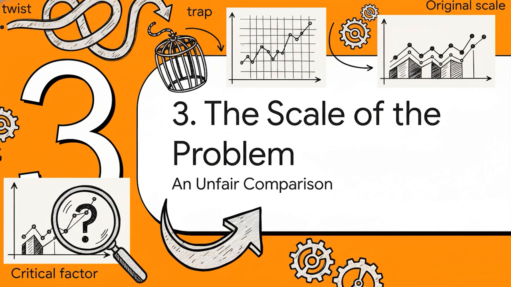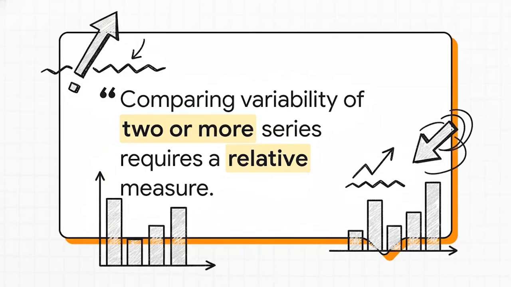The scale of the original numbers. Think about it. A 1,200 rupee swing means something totally different when you're talking about an average of 42,000 compared to an average of just 2,400. It's like a $10 change in your lunch budget feels a lot different than a $10 change in your rent, right? It's not a fair fight.